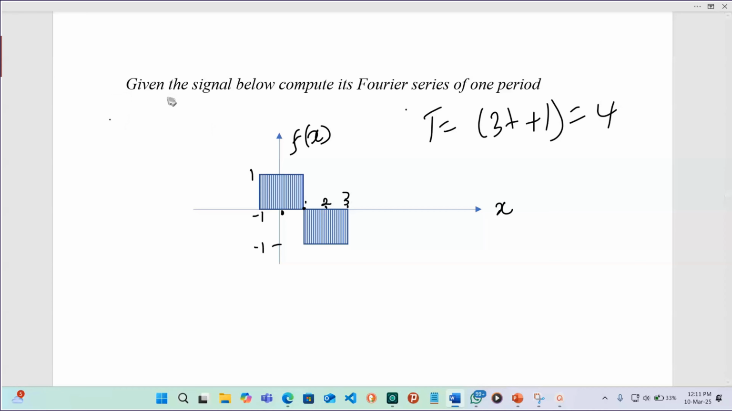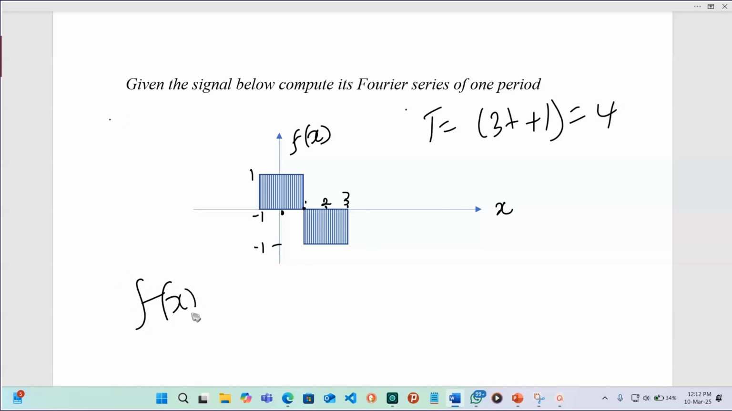We are going to be looking at a Fourier series of this signal. Given the signal below, compute its Fourier series over one period. So we have the signal f of x is equal to 1 from negative 1 to 1. And then we're also talking about from 1 to 3. The signal is having a magnitude of 1. Obviously, now for the minimum, it's going to be negative 1.